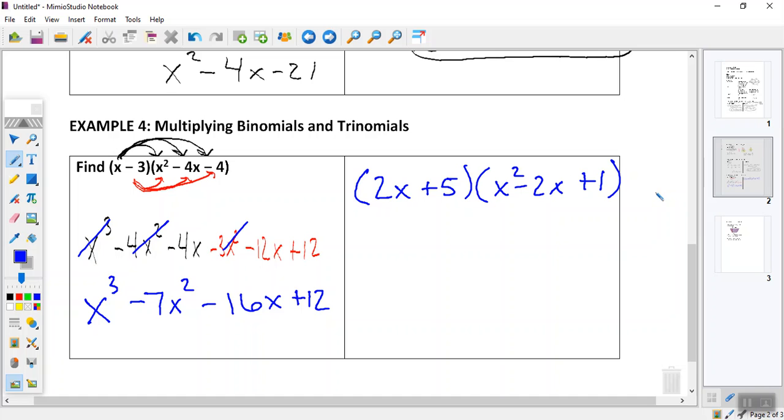So I want to multiply a binomial with a trinomial. Same kind of process. How many terms will you start with initially? How many terms in the first one? 2. How many terms in the second one? 3. So when you multiply everything together, you should have 6 terms before you start to simplify.